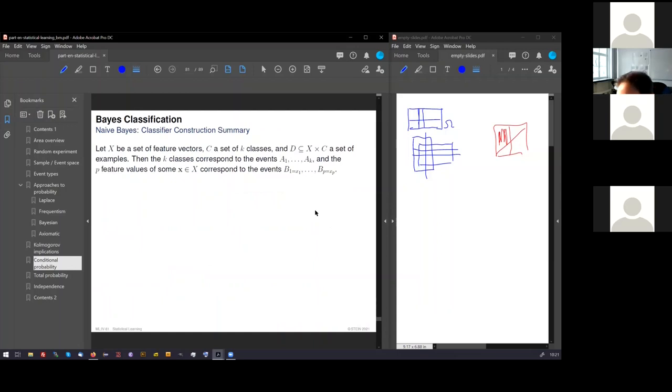I've provided you a construction summary. When you work with Bayes, you have your set of feature vectors from the setting. You know your K classes and you have a set of examples. Then the classes correspond to our events A1 to AK. And for the feature vectors, we look at each dimension, and each dimension and its value gets its own event. Number of obscene words is 7 is an event. The length of the mail is larger than 100 bytes is an event.